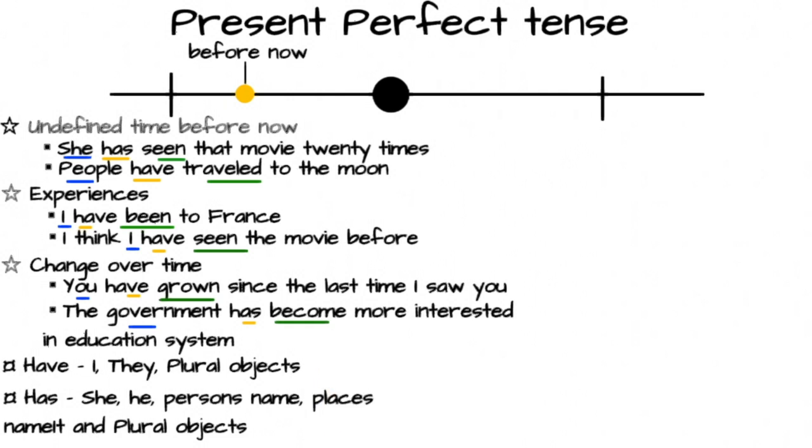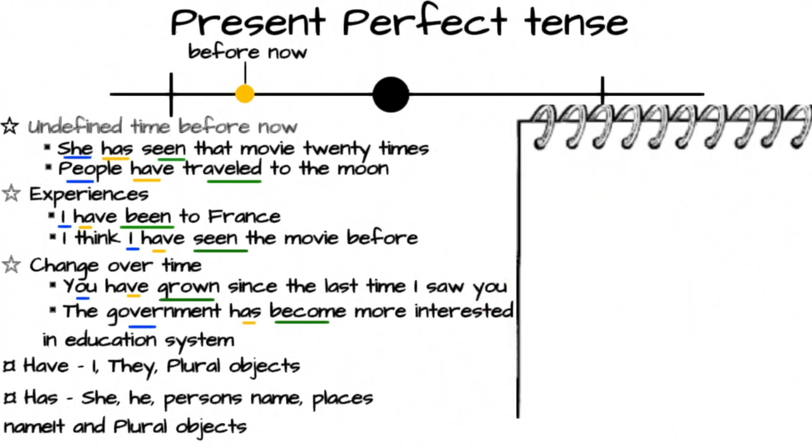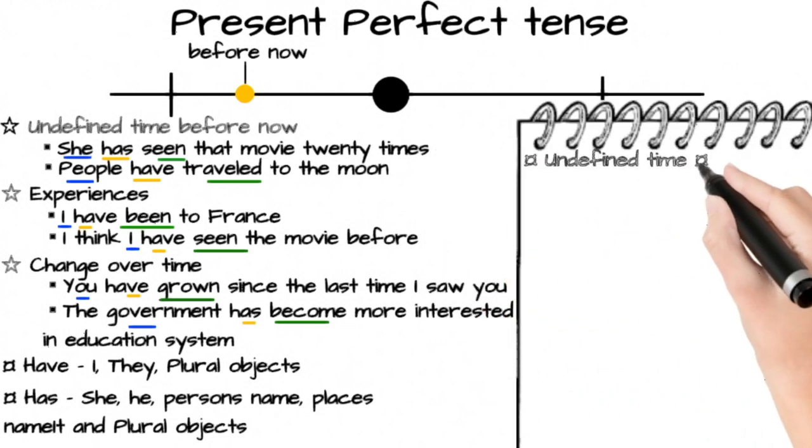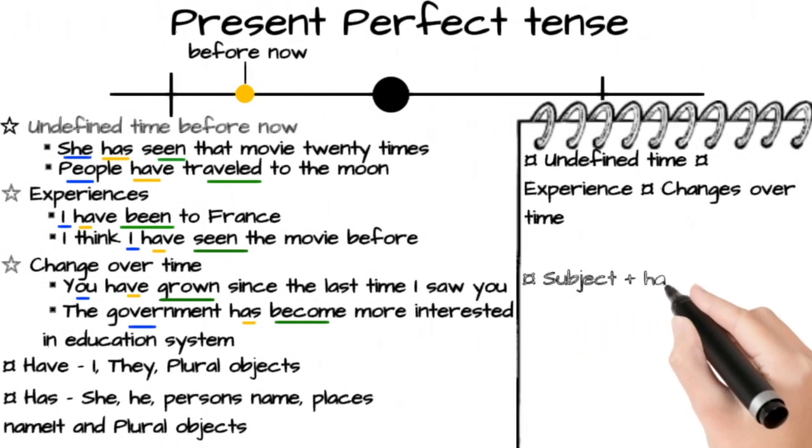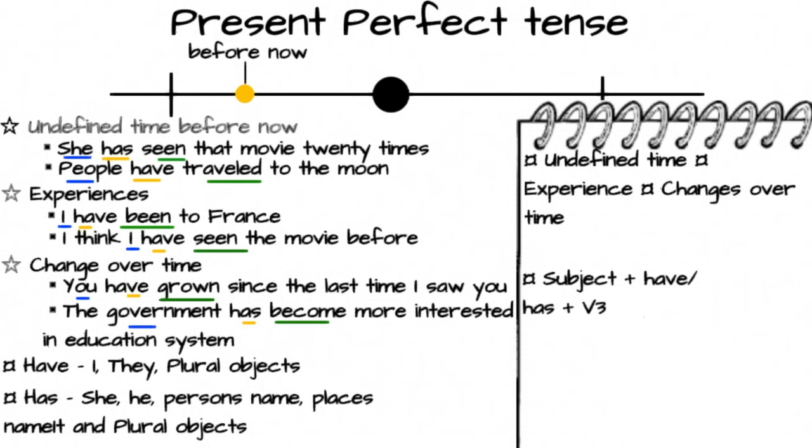Let's do a quick recap. We use the present perfect tense for unspecified time before now, for experiences and changes over time. The structure is has or have plus V3 form. Never use a specific time when you use have plus V3 form in a sentence. For example, I have worked with XYZ company for 2 years is incorrect. The correct sentence is I worked with XYZ company for 2 years, which is a simple past tense.